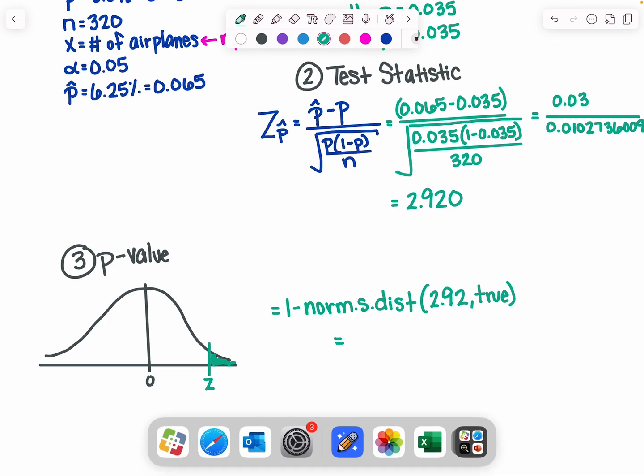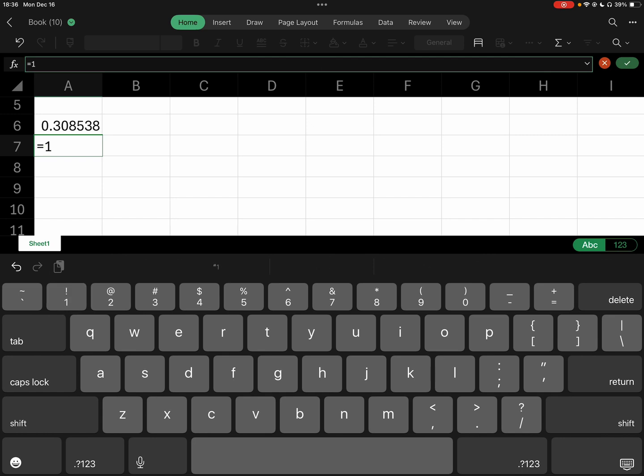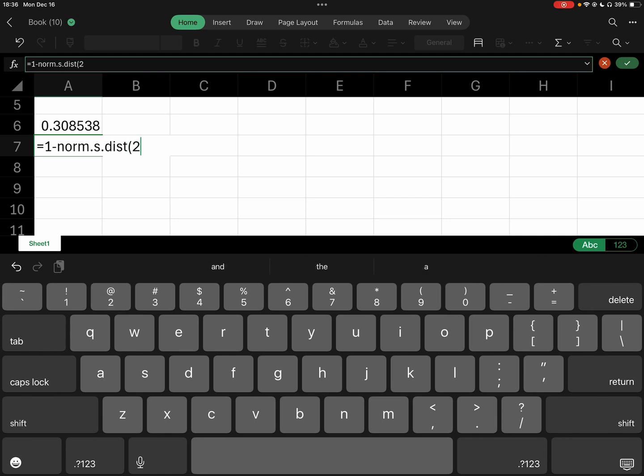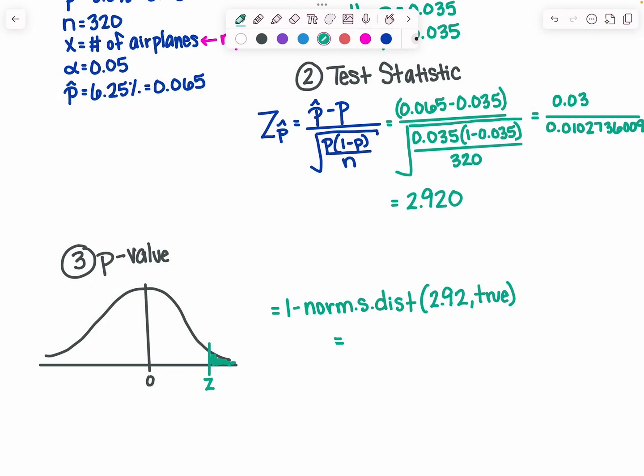So come on up, I'll pull up Excel. 1 equals 1 minus norm.s.dist 2.92, comma, true. This will give us our p-value, 0.00175. You could do 0.0018, but this is a really nice looking number, so I'm gonna leave it like this.